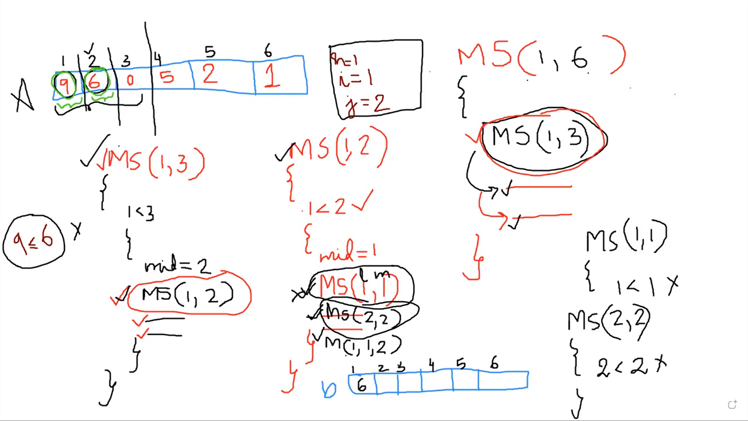In statement 20, what is given? An if statement: H greater than mid. You have to check whether H is greater than mid. Your H is your low value, that is 1, and your mid value is 1. So is 1 greater than 1? It is not true. So you are not going into the if. You are going into the else part.